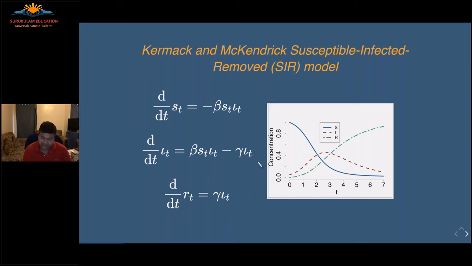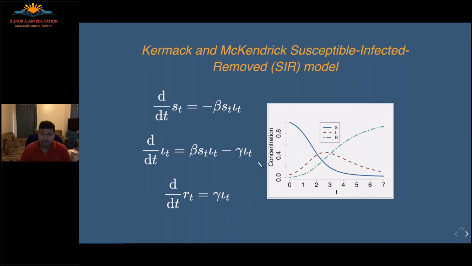So this is the peak. It reaches a peak, and then it starts going down. And the reason it starts going down is that, one, a lot of infected individuals start recovering, and two, there are not many susceptible individuals left to actually infect. So that's why it goes up, reaches a peak, and then comes down. And then the green one is the recovered individuals, which is supposed to just grow up.